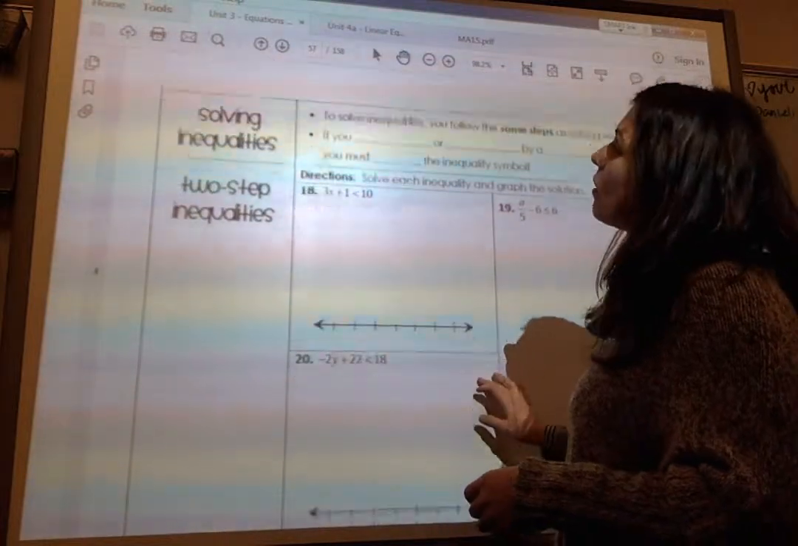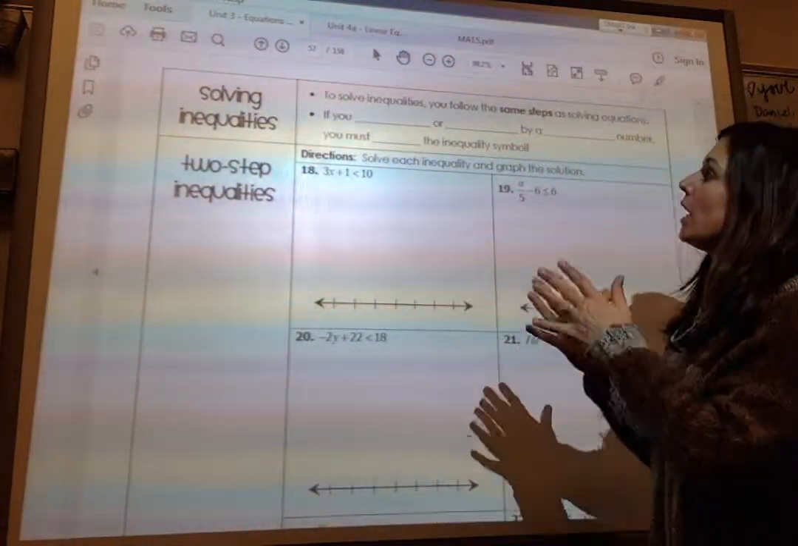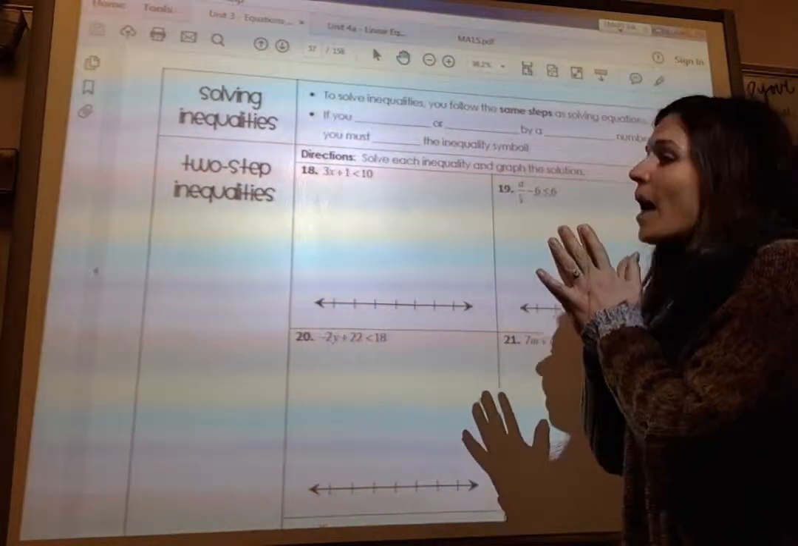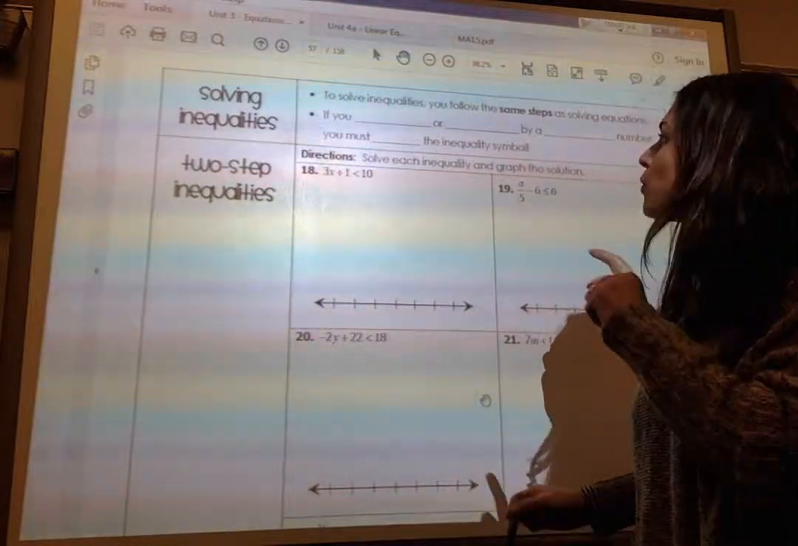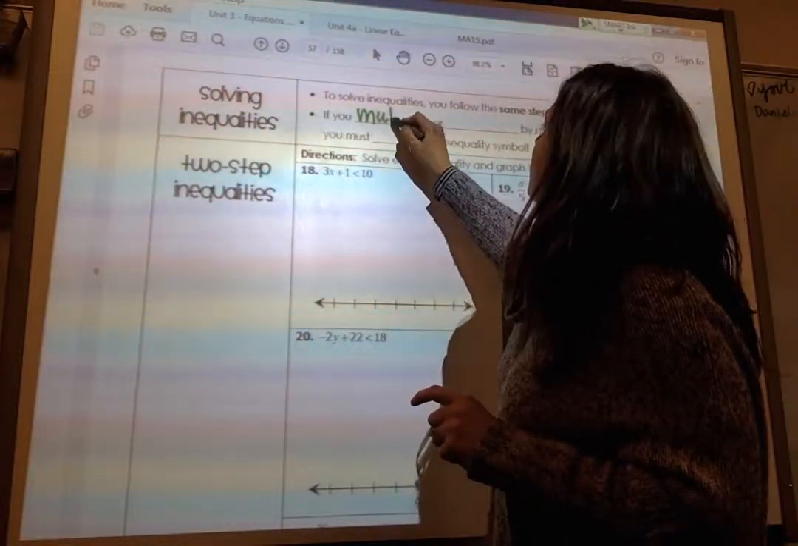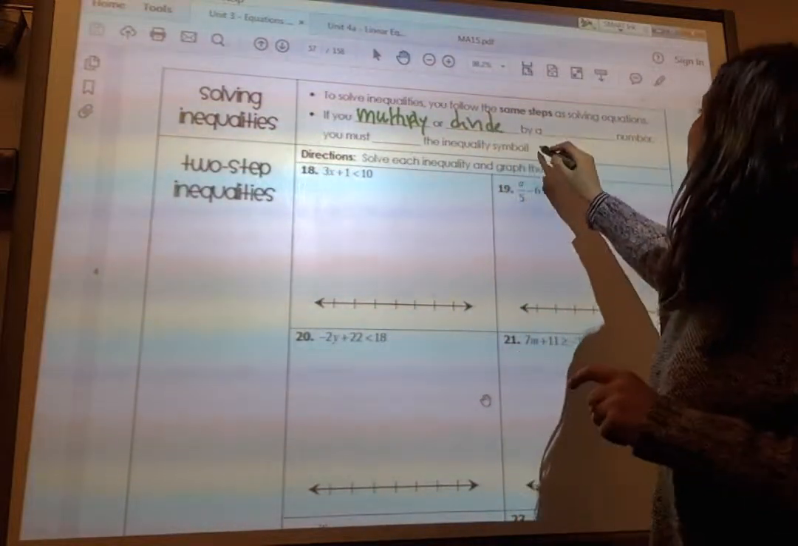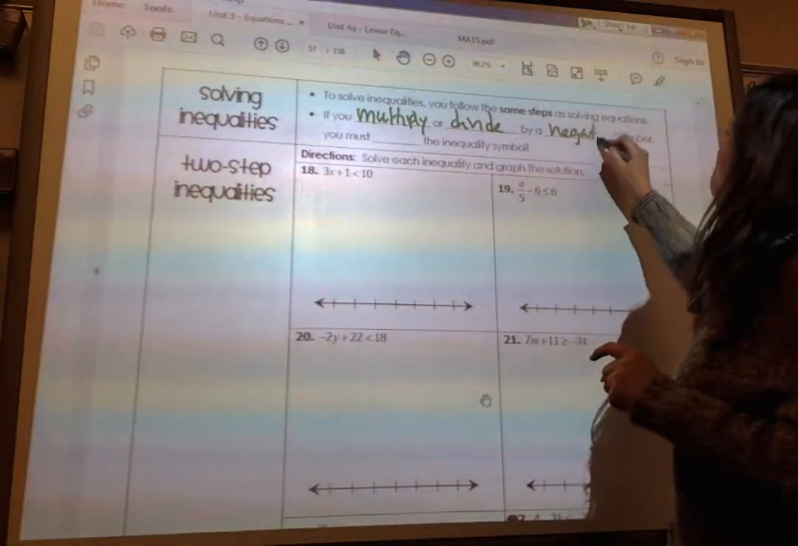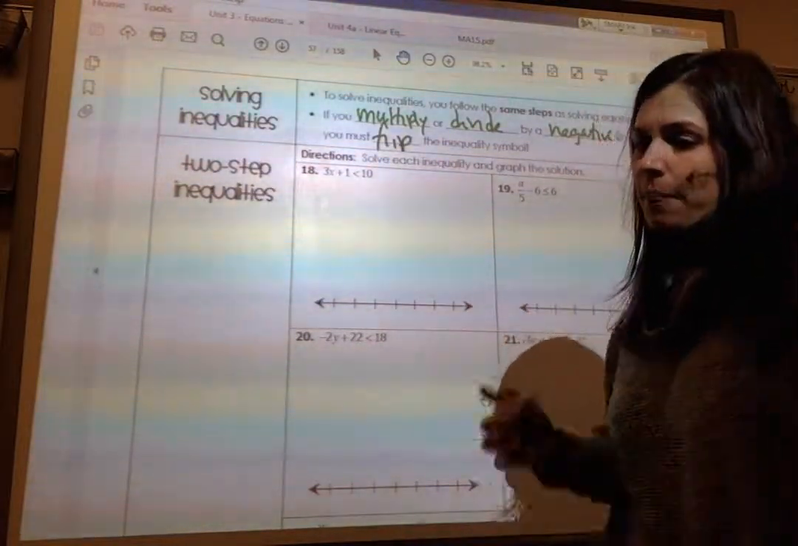All right, when we solve for inequalities, there's this one big rule we have to remember. If you multiply or divide by a negative number, you must flip your sign. So if you multiply or divide by a negative number, you must flip the inequality symbol, okay?